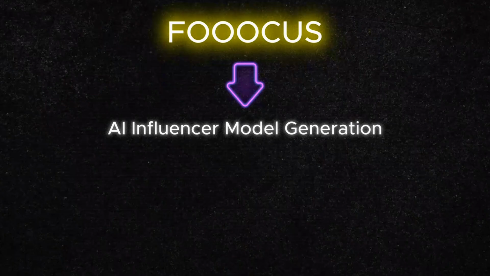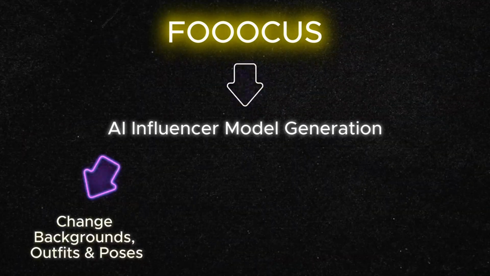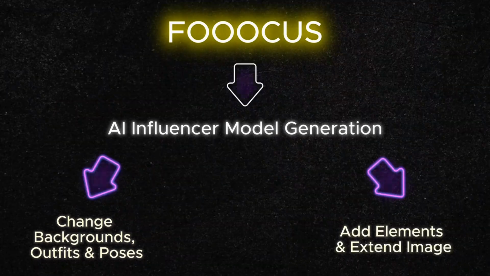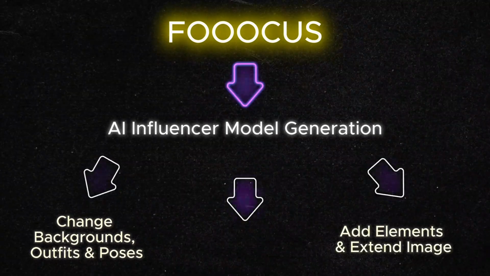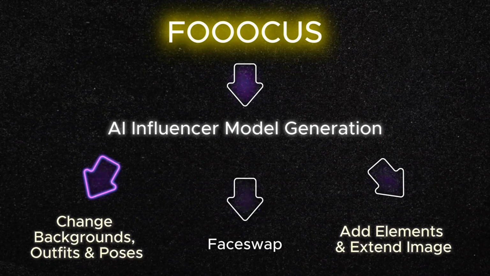We'll be using Fooocus as our platform to create our AI influencer model, then utilizing Fooocus's various features to create consistent characters with different poses, outfits, and backgrounds based on our base model. I'll also show you how to do a face swap with an existing image in a much more efficient way than other face swap methods available.